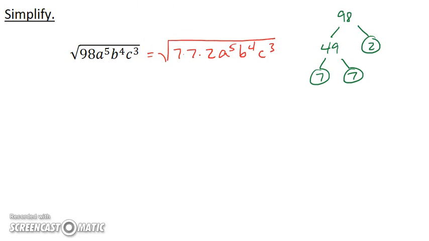So we're to the point where I'm going to ask what can come out. Well, a 7 for sure. I can get a 7. I can't get this 2, he's stuck. A to the fifth, maybe I will write these out this time. A to the fifth is a times a times a times a times a. So just from a to the fifth, I think I can get a times a out, which would be a squared.